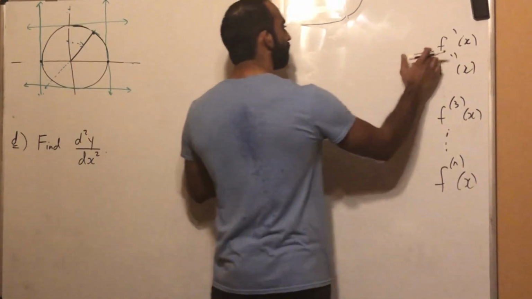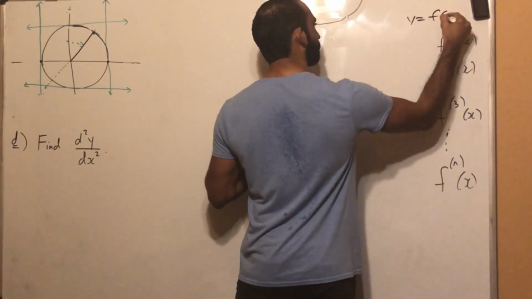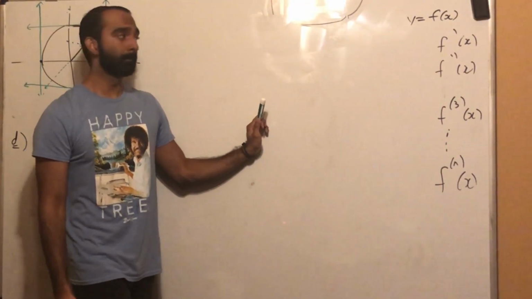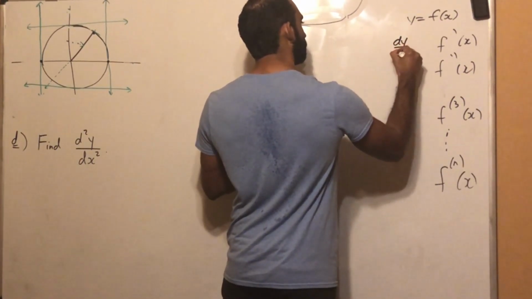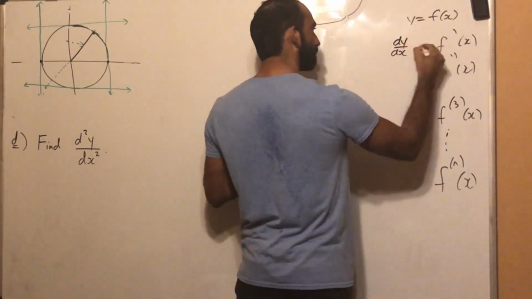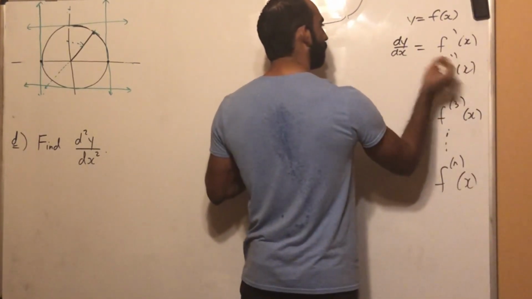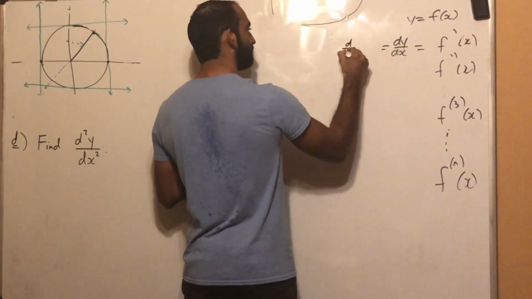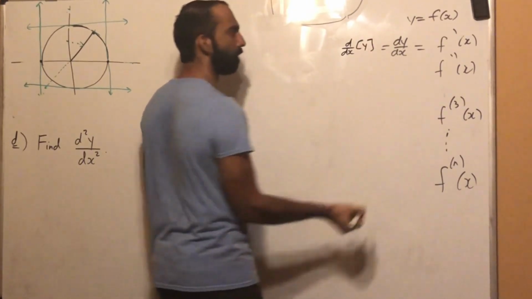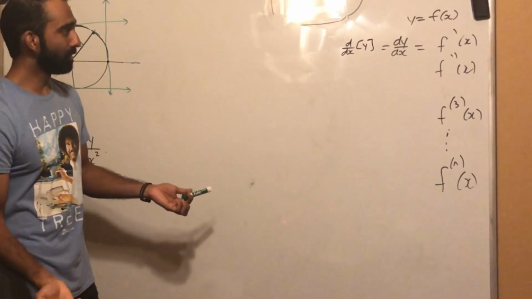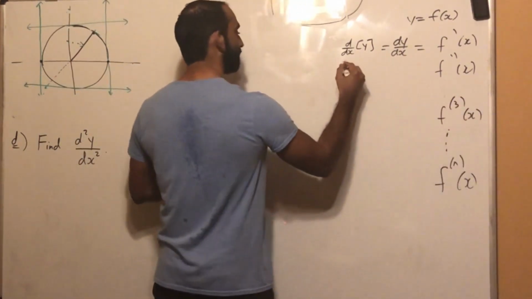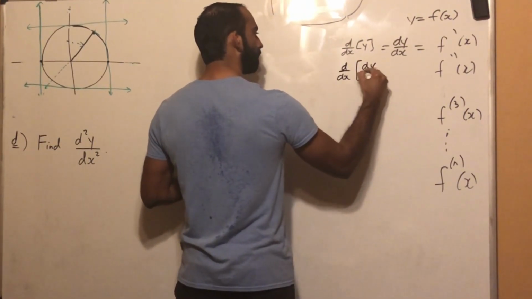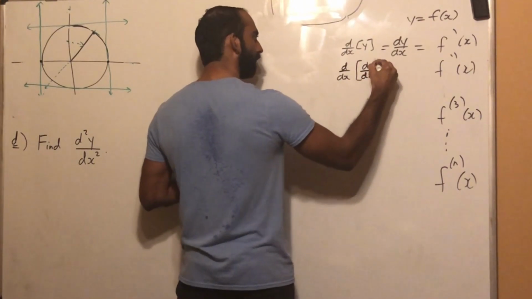Now, in differential notation, if I say y is equal to f of x, what's another way I can write f prime? dy over dx. Yes, dy over dx, an incrementally small change in y over an incrementally small change in x. Now, I can take this and break it up into operator notation, which is d dx of y. So the second derivative is just going to be d dx of the first derivative, d dx of dy over dx.